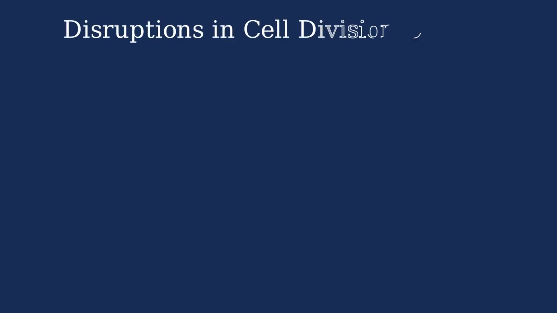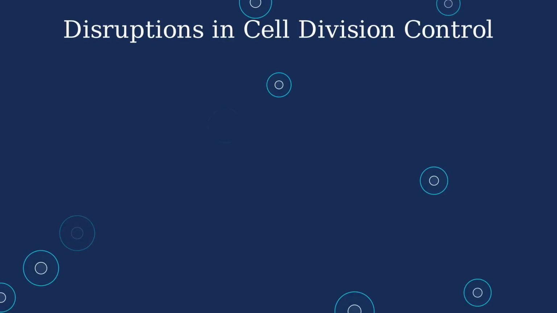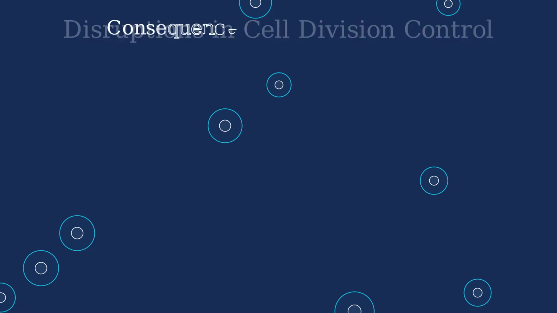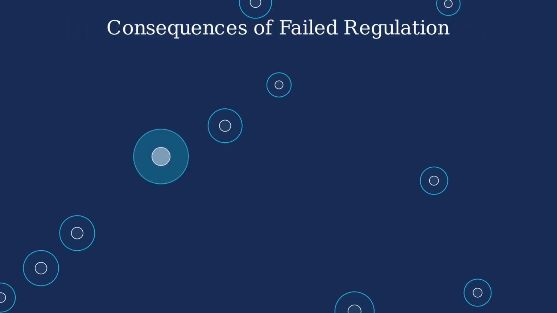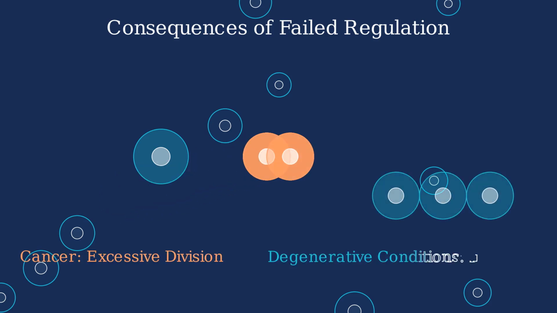for healthy tissue growth. When the precise control of cell division fails, serious consequences can result. If cells divide too frequently or without proper regulation, cancers can develop, essentially diseases of uncontrolled cell division. Conversely, if cells fail to divide when needed, tissues cannot be properly maintained or repaired, leading to degenerative conditions.